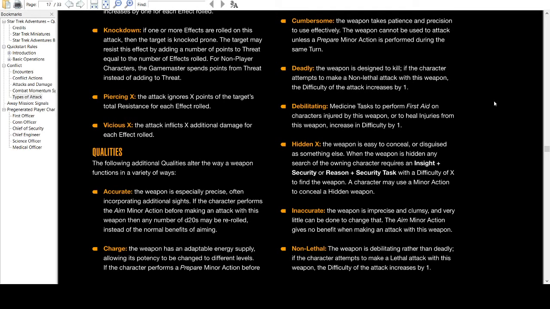I would like to see this example being used in the adventure that comes with it, because this might be a more interesting quality that is used outside of combat. Although it does say that you can use a minor action to conceal a hidden weapon.